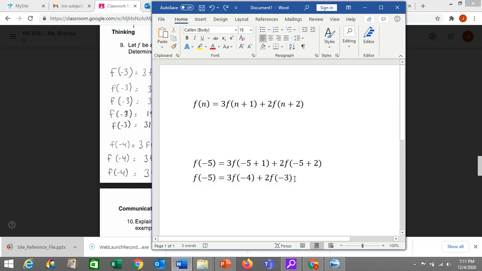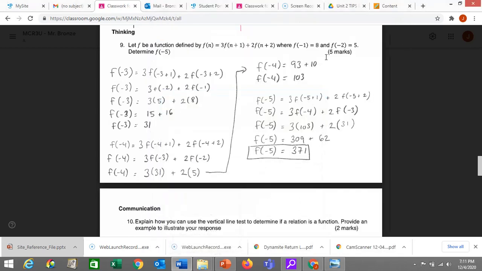So what does this tell you if you did this? Well, what it may tell you is if I want to find f at negative 5, I need f at negative 4 and I need f at negative 3. And you might notice the pattern there: negative 5, negative 4, negative 3. To get f at negative 5, I need f of the two numbers above it, negative 4 and negative 3. But I don't have those. So how would I get those? Well, presumably f at negative 4 would require f at negative 3 and f at negative 2, and f at negative 3 would require f at negative 2 and f at negative 1. Now we're getting somewhere because we have those. They're given to you in the question.